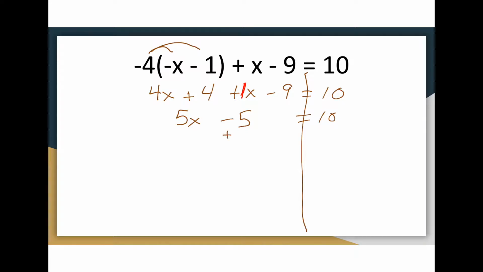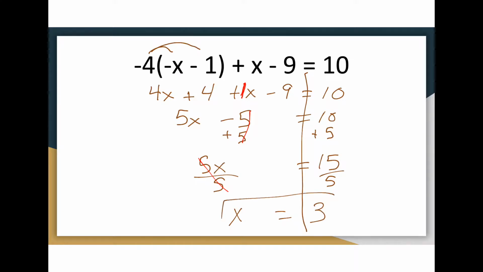So since it's a -5, we're going to do the inverse operation and add 5. What I do to one side, I have to do to the other. These cancel. So then I'm left with 5x over here is equal to 15. And I can divide by 5 on both sides. Once again, 5's cancel. So x is equal to 3.